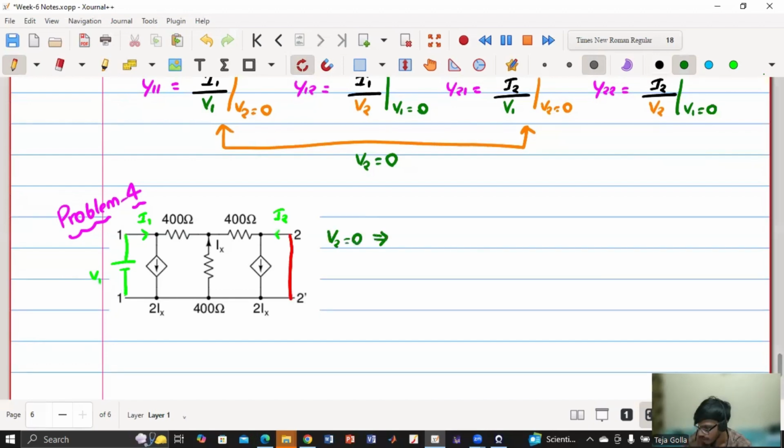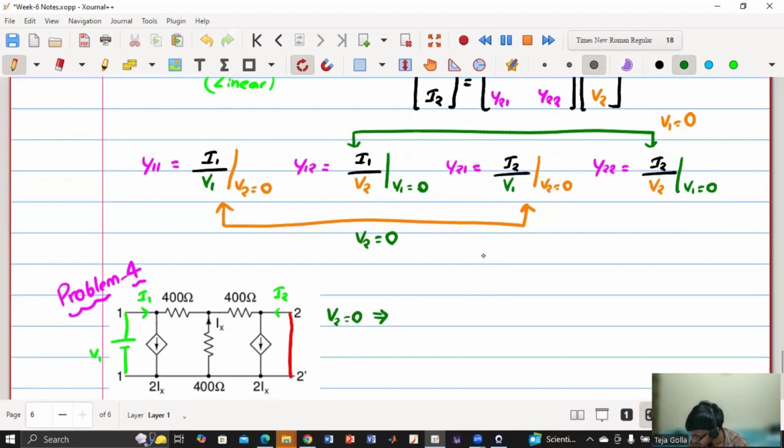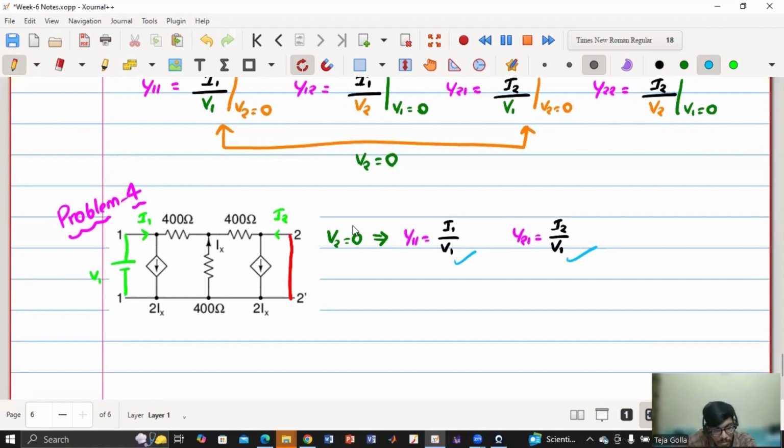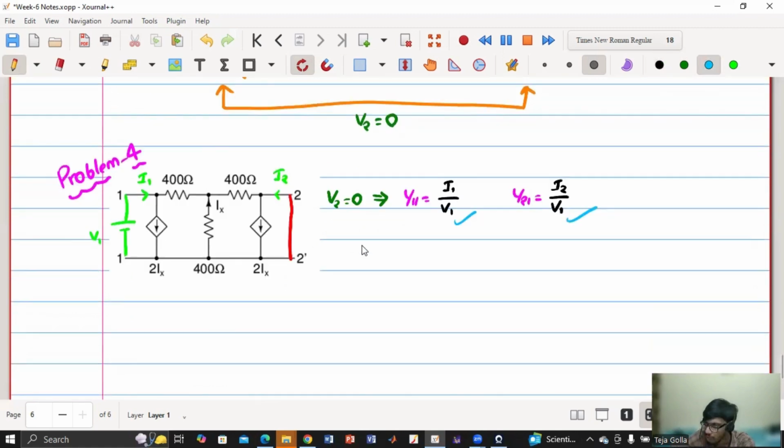That implies I will get two parameters, Y11 and Y21. Y11 is nothing but I1 by V1, and Y21 is nothing but I2 by V1. So I have to calculate these, meaning I need I1 and I2 in terms of V1. Very simple and straightforward. So how should I proceed? Any idea or any suggestions?